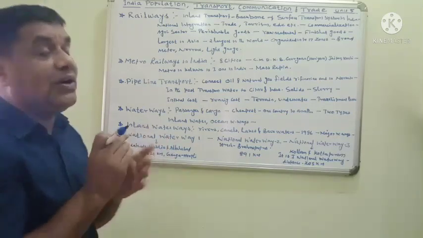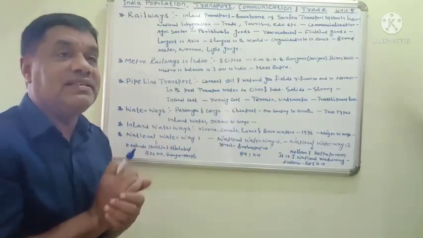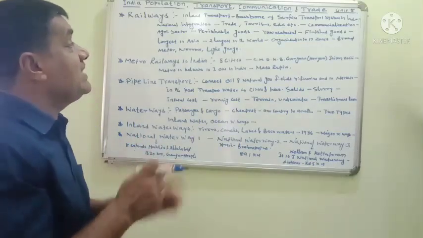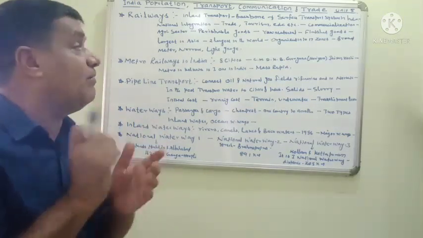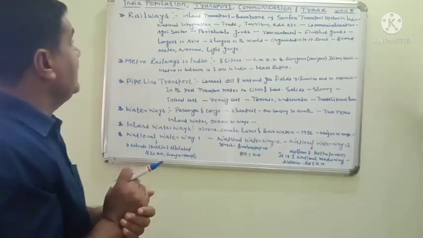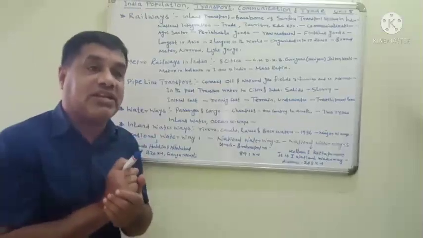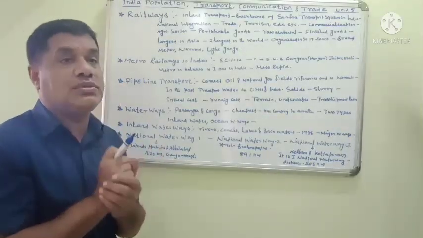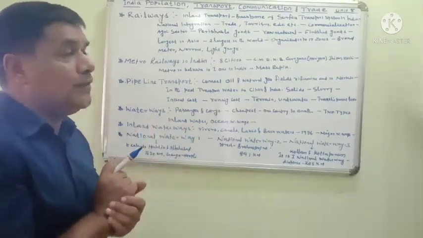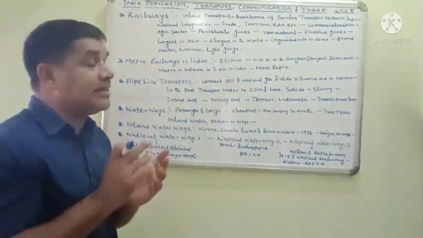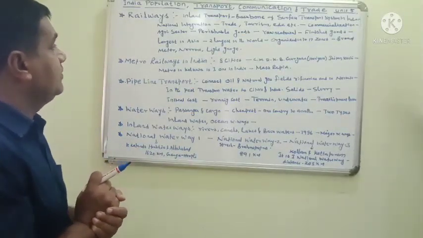The railways network is largest in Asia. Indian railways is largest in Asia and second largest in the world. Note it. The railways is organized into 17 zones in our country. It is classified into broad gauge, meter gauge, narrow gauge and light gauge. Note it.